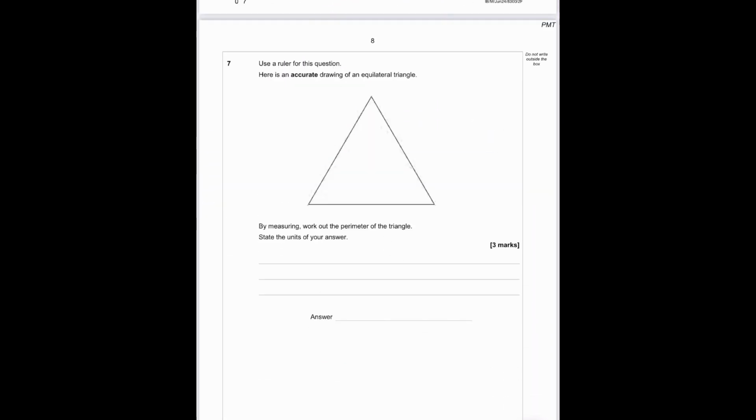7. Here is an accurate drawing of an equilateral triangle. So if it's equilateral, we know all 3 are the same. By measuring, work out the perimeter. So the perimeter, if we measure at one angle, it's 7.4 centimetres. Depending on the size you've printed it, we times that by 3 and we get the answer 22.2.